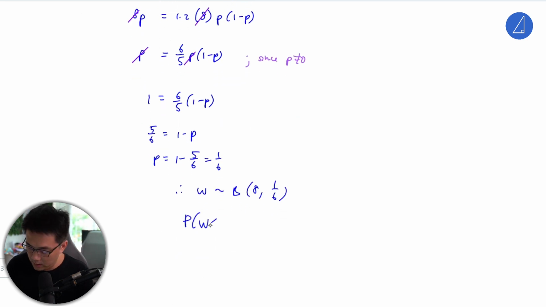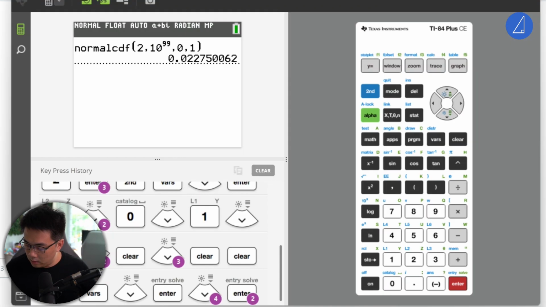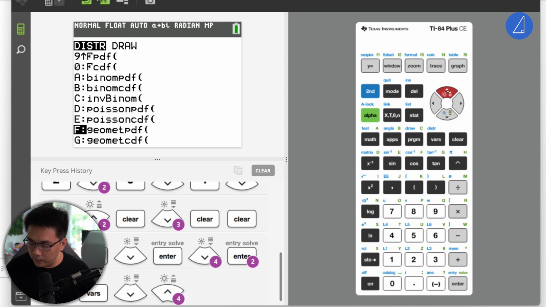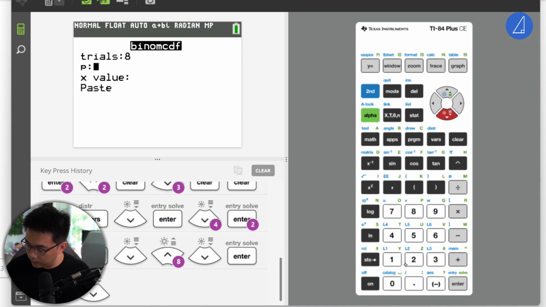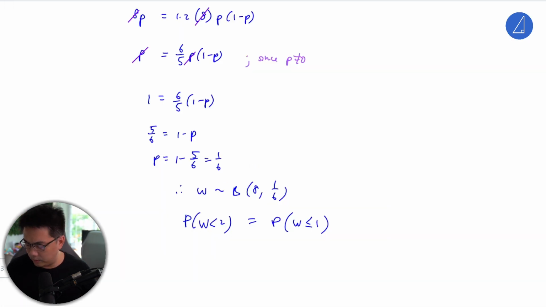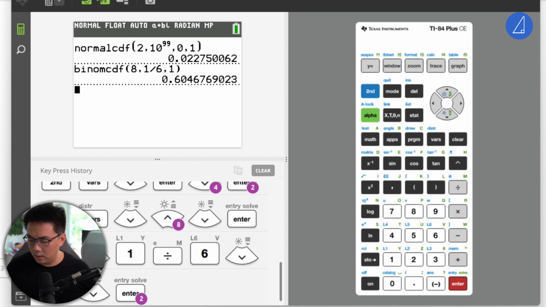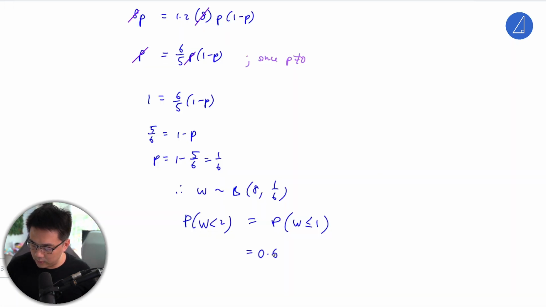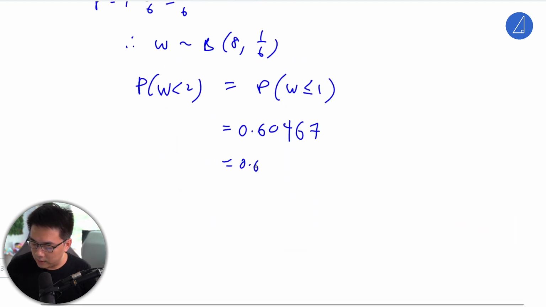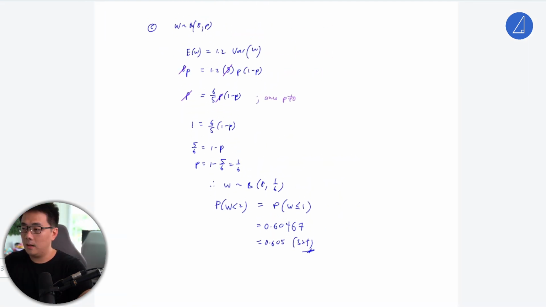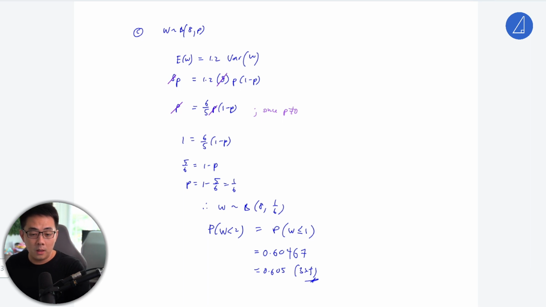We want to find P(W less than 2). That will be P(W at most 1). Just key into the calculator for binomial CDF, and what we get is: n is 8, the p value is 1 over 6, and x will be at most 1. Paste it. 0.60467, so this is 0.605 to 3 significant figures. Okay, so that's how we do this question proficiently. If you have any questions at all, please do let us know, and I'll see you in the next question.